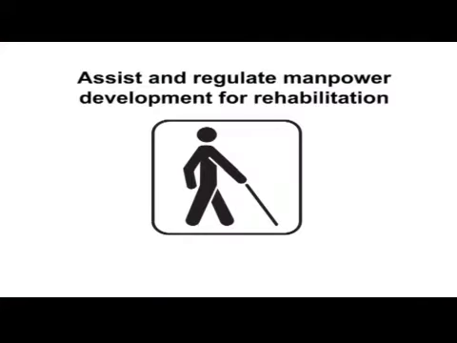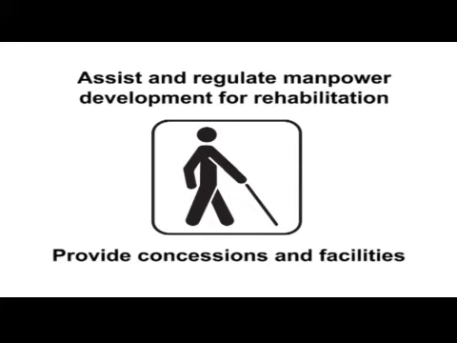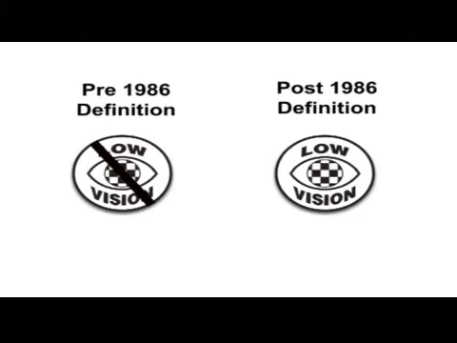Here again, the definitions are different since the Council's purpose is to assist and regulate manpower development for rehabilitation and not to provide concessions and facilities. At this stage, it will be appropriate to mention that the definitions of the government are fraught with some difficulties. Some of the problems thrown up by these definitions are as follows. The pre-1986 definition of blindness makes no mention of low vision. The post-1986 definition, though it makes a mention, denies any facility or concession to anyone having less than 40% disability.